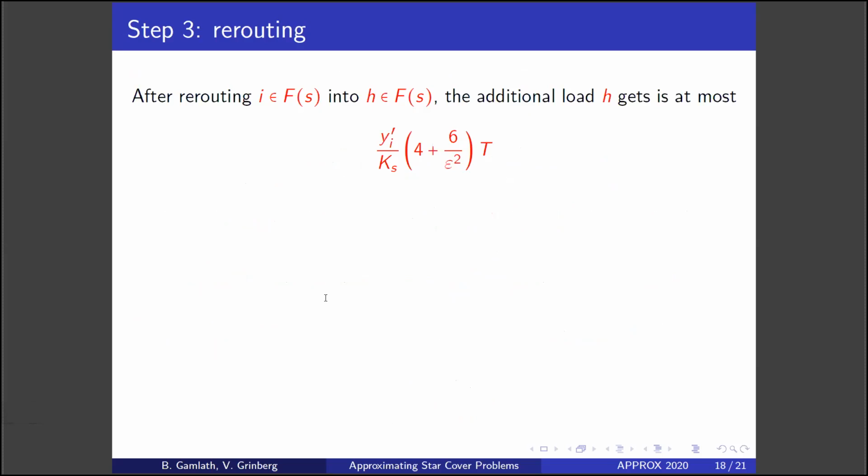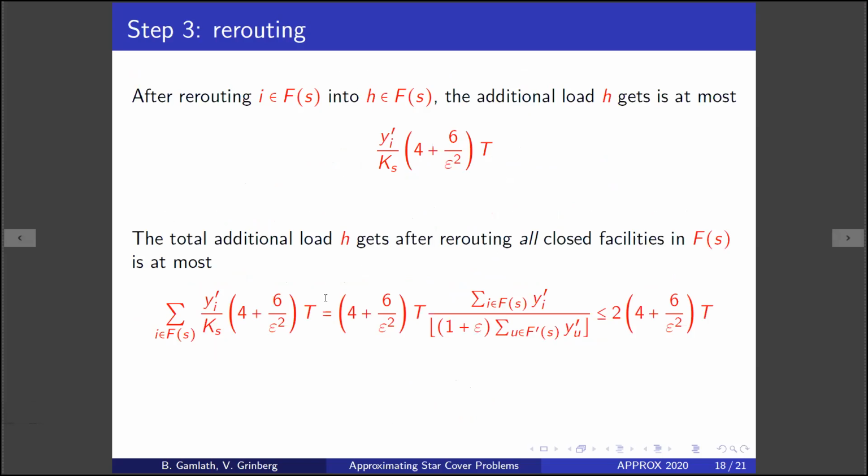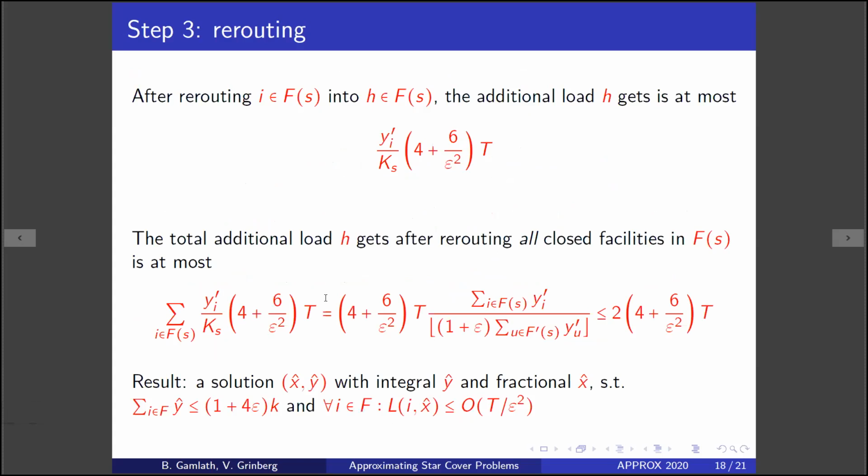Applying this bound to all facilities I that we routed into H, we can get an upper bound on the total additional load H gets after rerouting. As a result, we obtain a solution x hat, y hat with integral y and fractional x, which is the desired bicriteria approximation. We apply the earlier mentioned techniques to obtain an integral assignment, which finishes the algorithm.